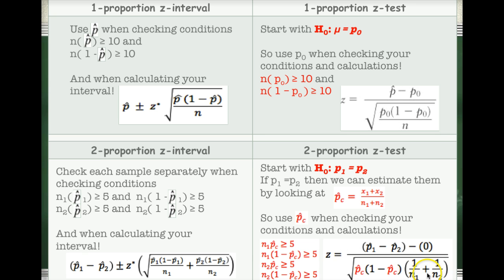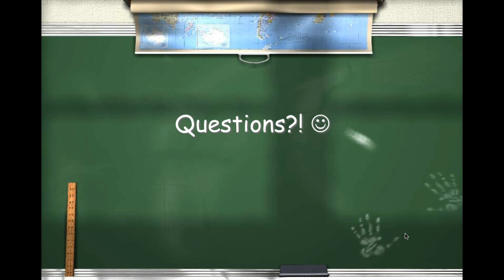All right, so I hope that helped kind of clarify the difference between one sample and two sample proportion z intervals and z tests. Please let me know if you have any additional questions and I'd be happy to help.